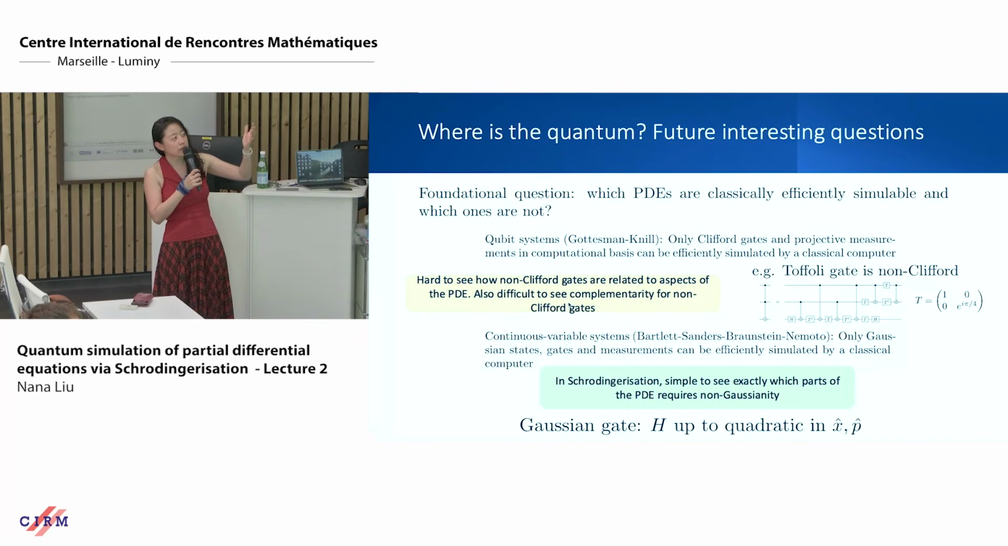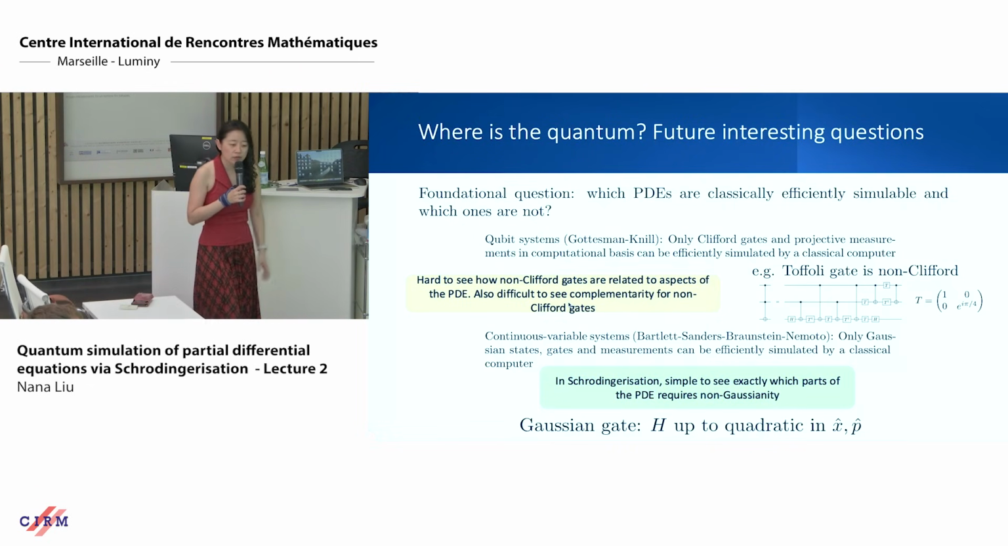So Gottesman-Knill says that if you only have Clifford gates and projective measurements in the computational basis, then they can be simulated efficiently on a classical device. And it's really having things like these Toffoli gates and so on that's actually making things more difficult.